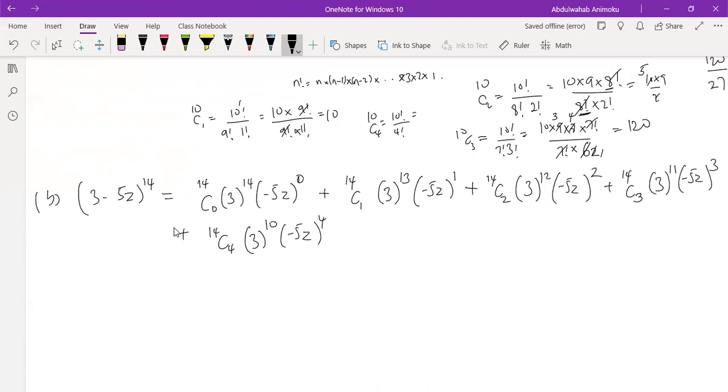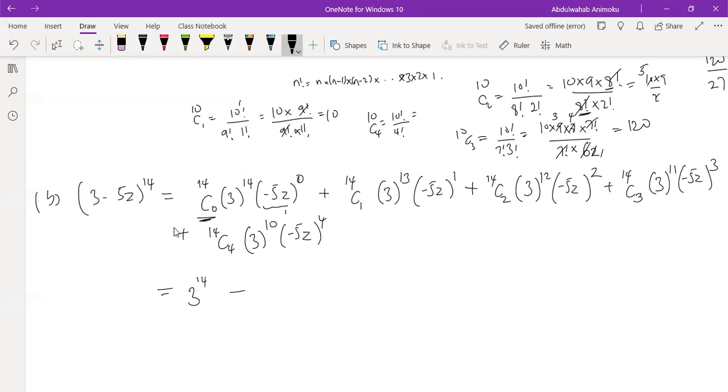So all I'm doing is I'm reducing the power of the first term by 1 and increasing the power of the second term by 1. That's all I'm doing. So the next thing again is to simplify. 14 combination 0 is going to be 1. We know the first coefficient is always 1. Now, we're not going to evaluate all of this. 3 raised to the power 14, you can do that in the calculator. And this one is just 1 as well. So we just have 1 times 3 raised to the power 14, which in itself is 3 raised to the power 14.